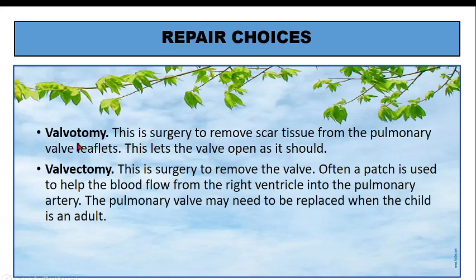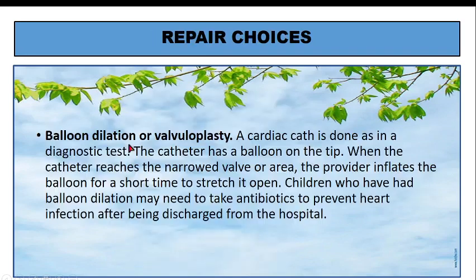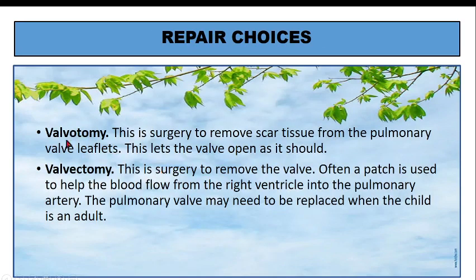Now, another thing is valvotomy. Repair choices: first is balloon valvuloplasty. This is what we have studied, balloon dilatation or valvuloplasty. Second is valvotomy. This is surgery to remove the scar tissue from the pulmonary leaflets, and this lets the valve open as it should. If there are scar tissues, for example in rheumatic heart disease, this can cause scar formation. So if scar tissues are there, they are removed and then the leaflets will continue to work.